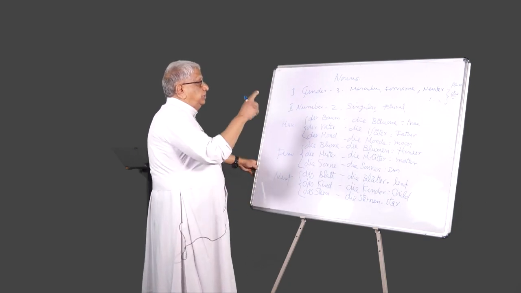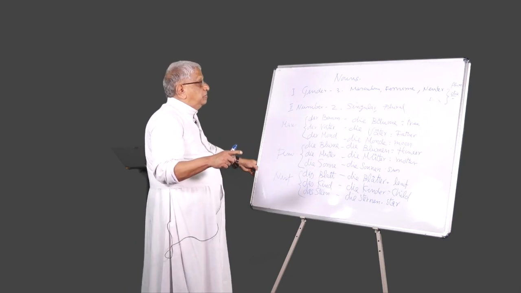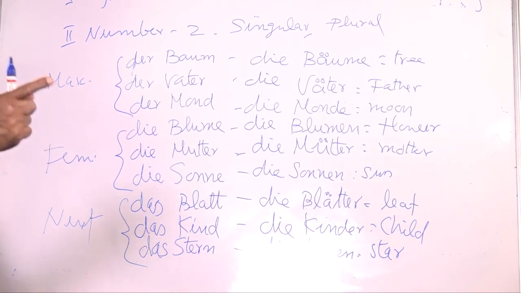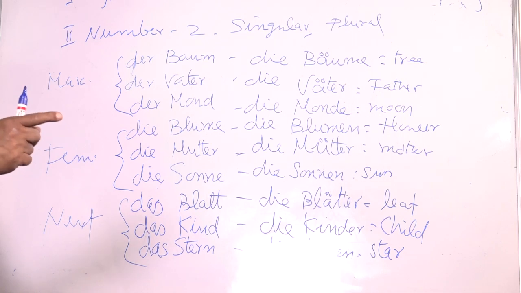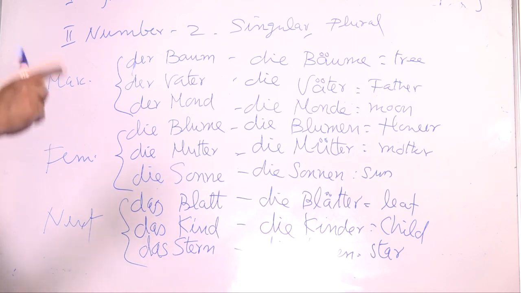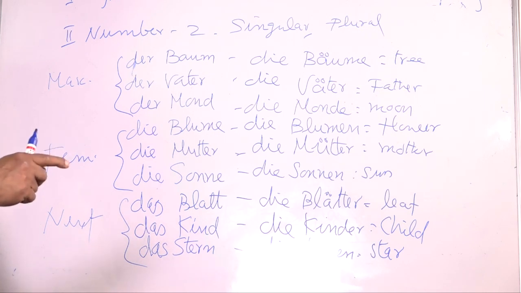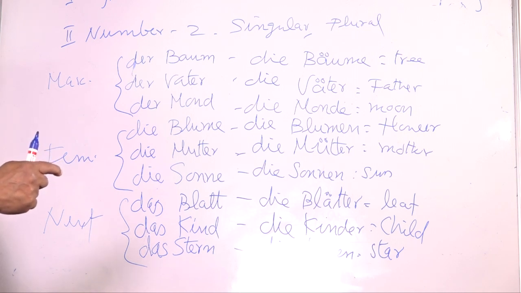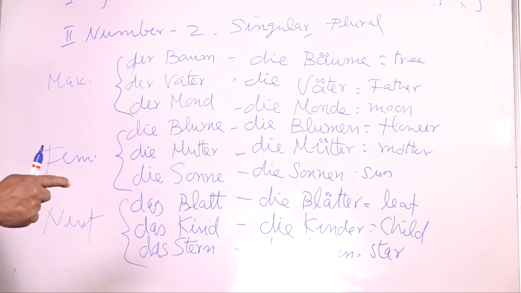Der Baum, die Bäume. That umlaut is pronounced as Bäume. Der Vater, die Väter. Der Mond, that is moon. Die Blume, feminine, die Blumen, plural is Blumen. Die Mutter, plural is die Mütter, mothers. Die Sonne, that is sun, and its plural is Sonnen.